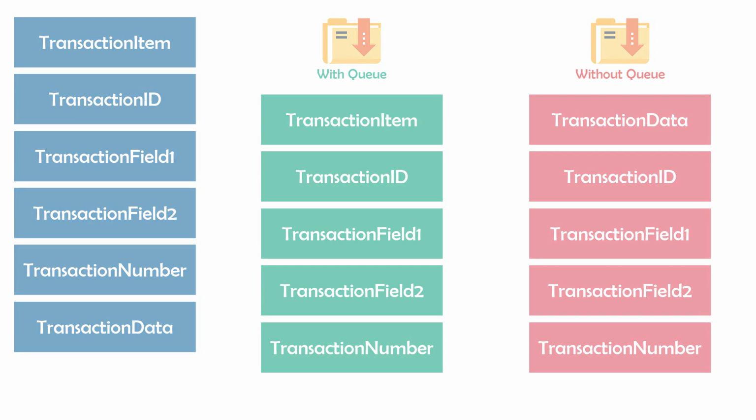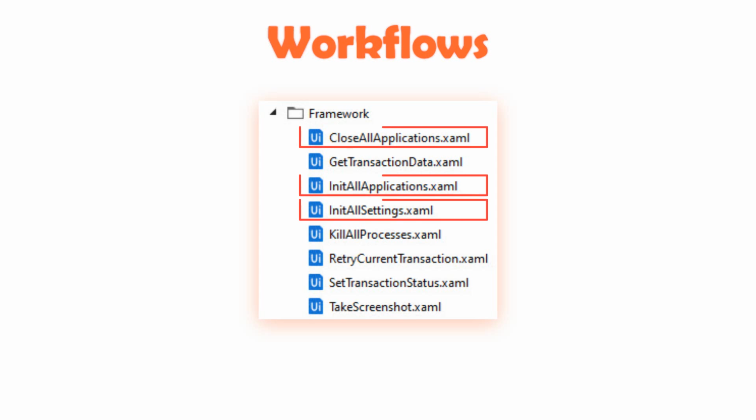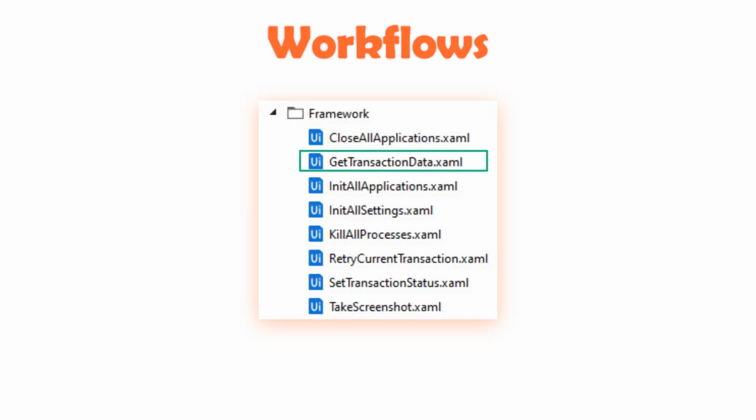Let's now move on to the workflows, which are used in the second state. We have 8 standard workflows in ReFramework. These 3 workflows are used in the first state, as I mentioned in the previous video. In the second state we only use one workflow, GetTransactionData. So the name of the workflow is the same as the name of the state.